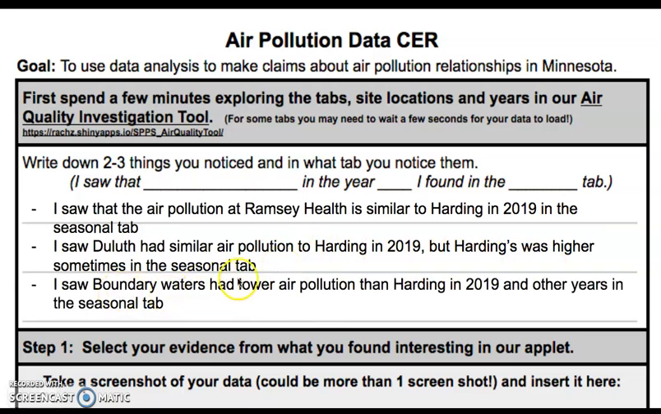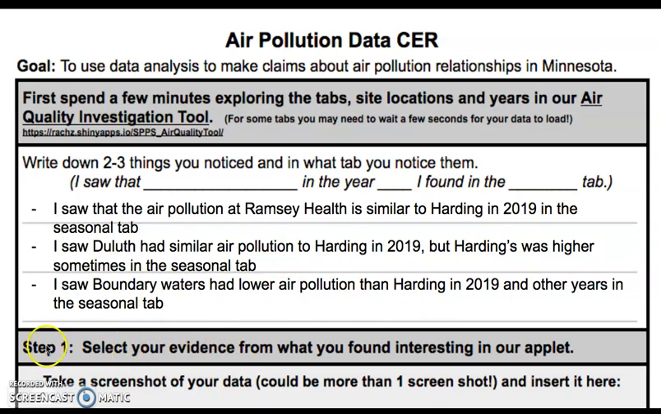And I also saw that the Boundary Waters had lower air pollution than Harding in 2019 and other years in the seasonal tab. I didn't show you exploring other years, but you can try that on your own and see if my claim is true, that it's also higher in other years besides 2019.